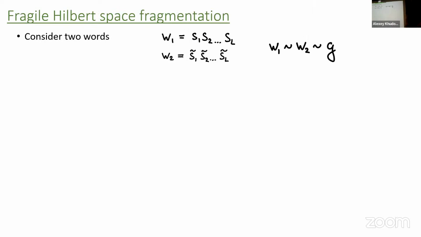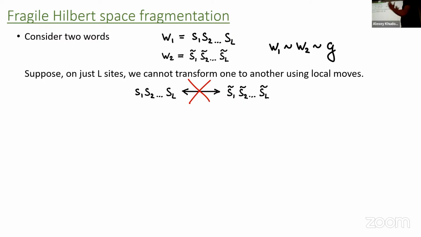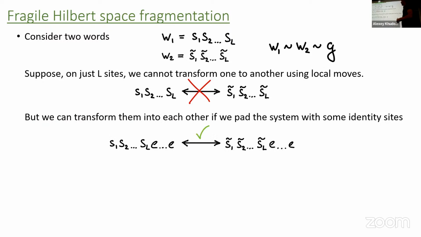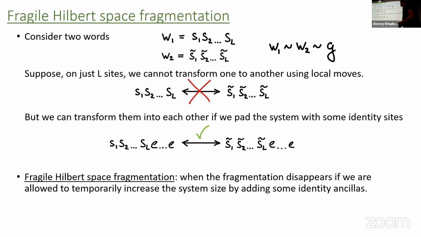This actually motivates us to introduce the notion of fragile Hilbert space fragmentation. Consider 2 words on a system of size L, where the S are generators. Suppose we know that these 2 words multiply to the same group element. But if we fix the system size to be L, then we cannot transform one word to another. But if we pad our system with identity sites, then you can connect these 2 words. We call it fragile Hilbert space fragmentation because the fragmentation disappears if we are allowed to temporarily increase the system size, and then once all the dynamics is performed, we remove this extra space.